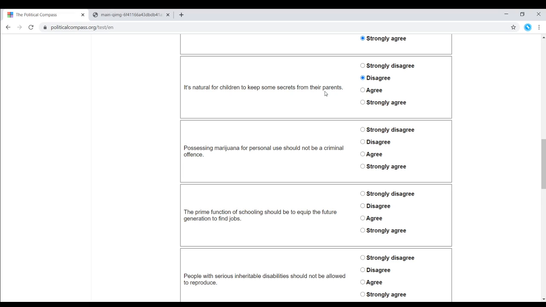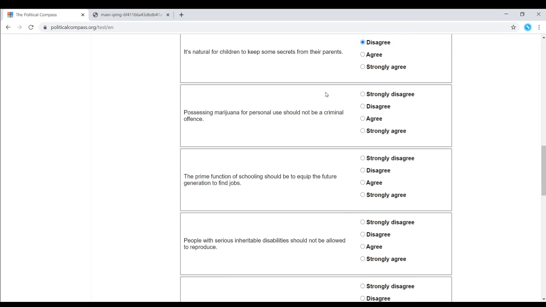Kids can be exploited on the internet, things of that sort. So I think it's important for children to be open with their parents. And in order for that to happen, parents need to be open with their children.